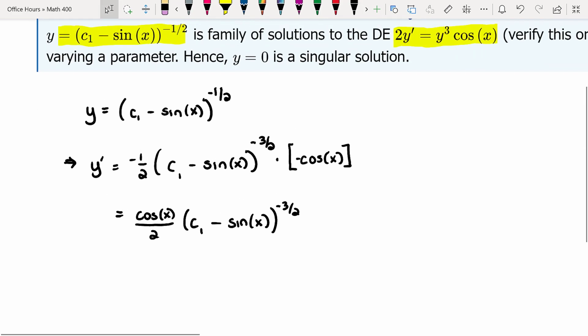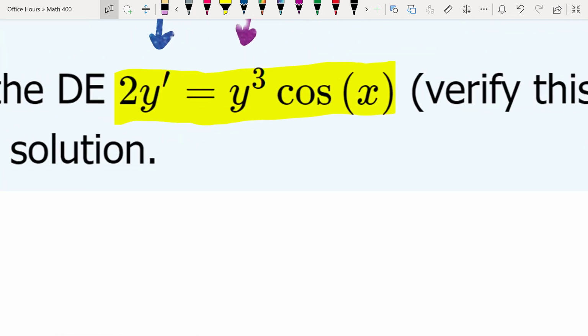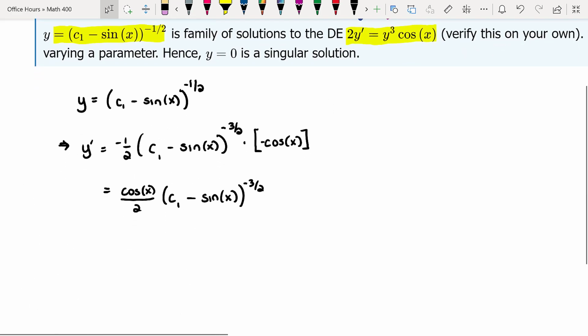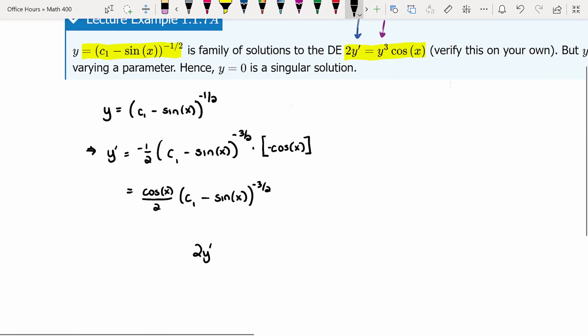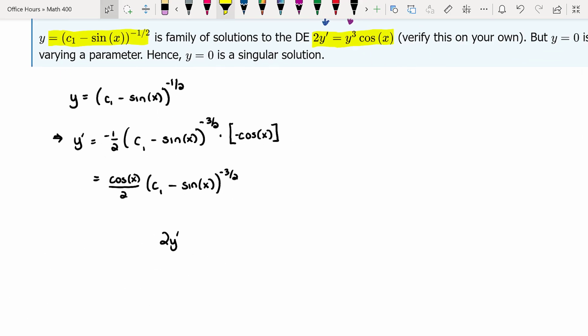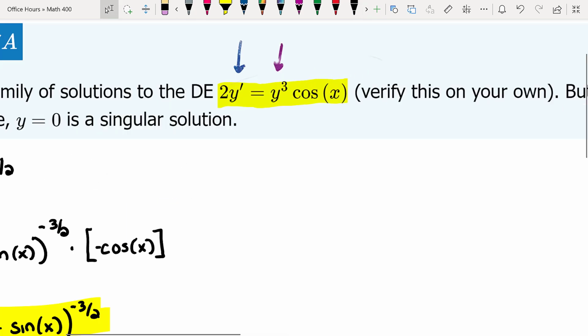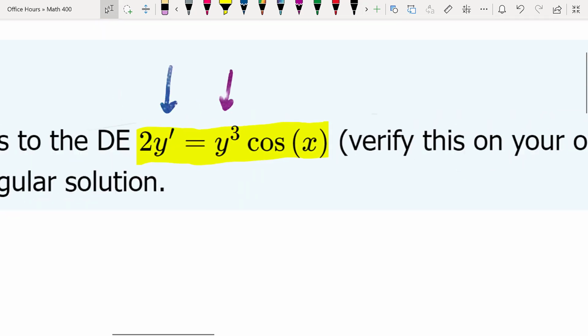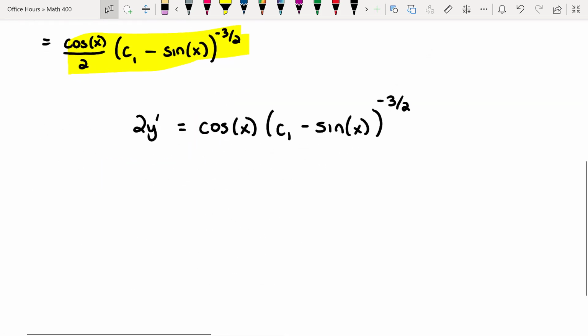All right, now that we have y and we have y prime, let's go ahead and plug those values, or those functions, I suppose, into this differential equation and see if we get an equality. I start by looking at the left-hand side, 2y prime. Luckily, y prime is just right here, so twice that should be pretty easy. And we want to know if 2y prime is equivalent to y cubed times the cosine of x. So let's go ahead and look at y cubed times the cosine of x.